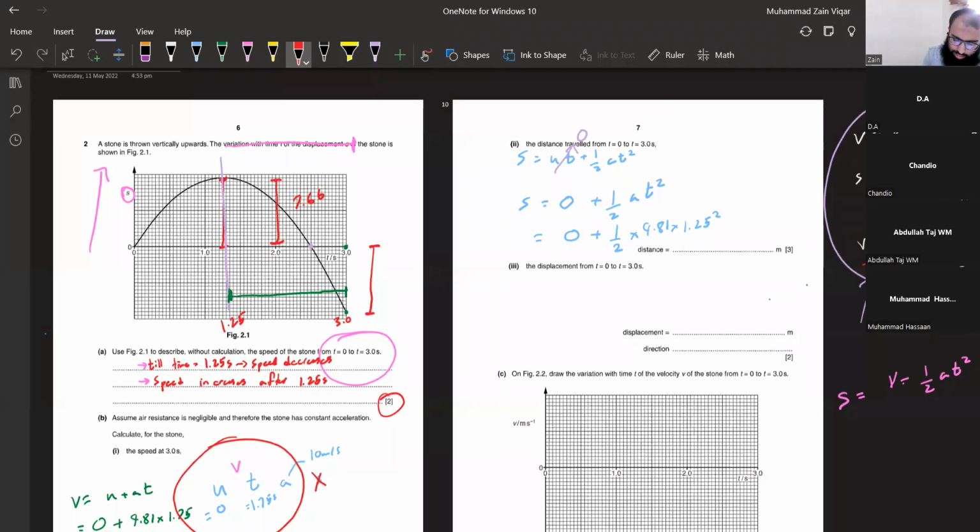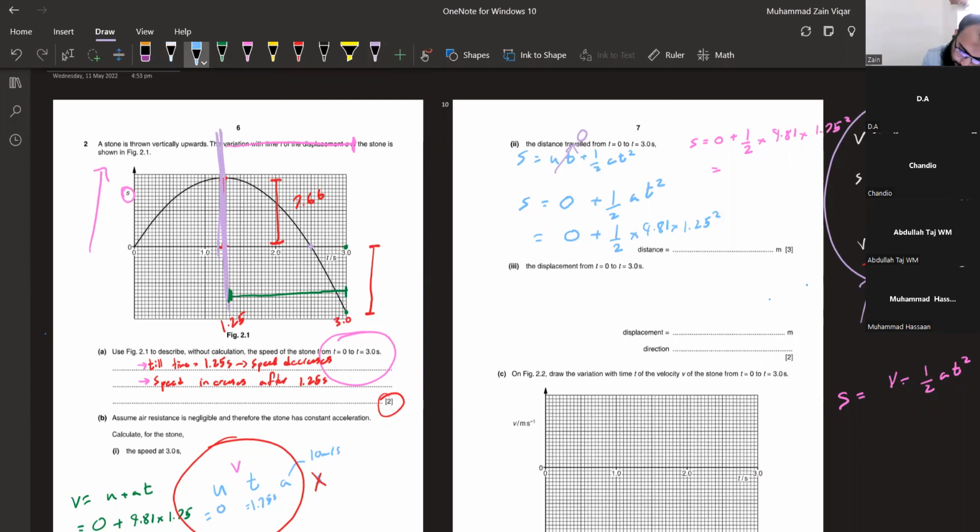Okay, so when I use this formula, when I use it this way, S equals 0 plus 1 over 2 times acceleration, which is 9.81, and I use this new time, which is 1.75 whole square. What do I get? Can someone tell me the answer? u is 0 because I'm assuming I'm starting from this point. I'm ignoring the region on the left. 15.02.